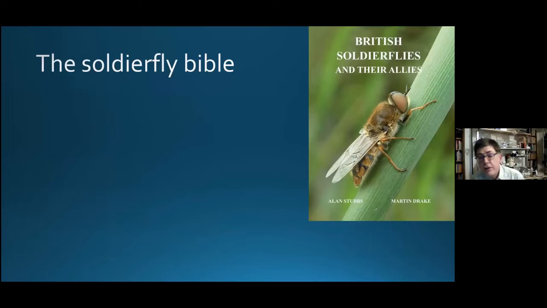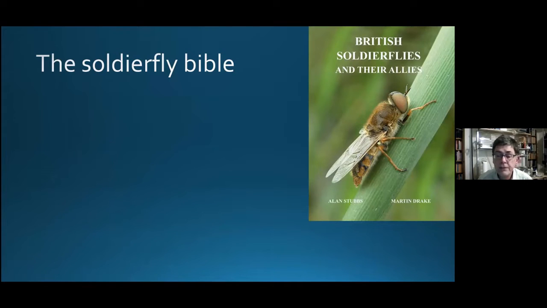In terms of identifying soldier flies, there is a fantastic book that covers the entire British fauna, written by Alan Stubbs and Martin Drake. The current version is the second edition. It's still available from the British Entomological and Natural History Society. If you're a member of that society or of Dipterists Forum, you get a substantial discount on it. And it is a fantastic book.